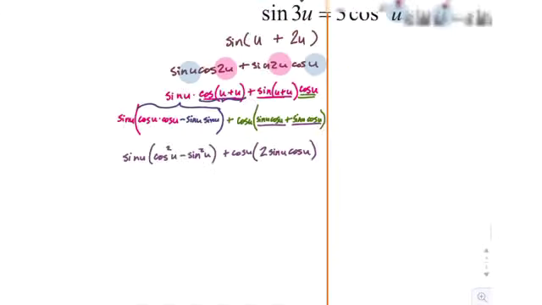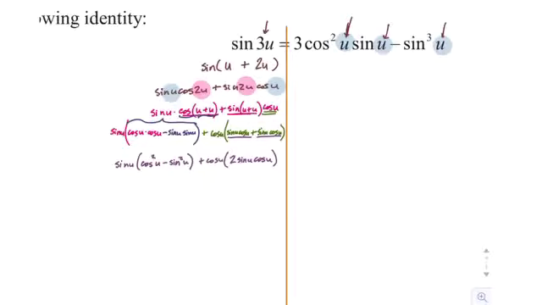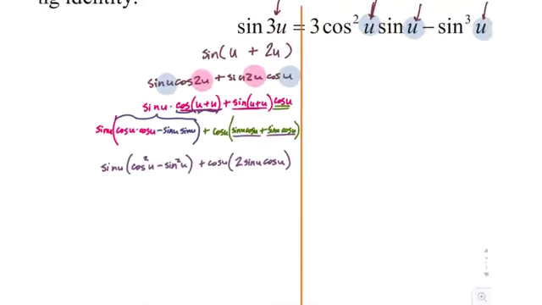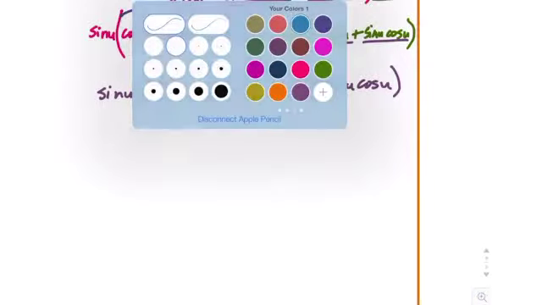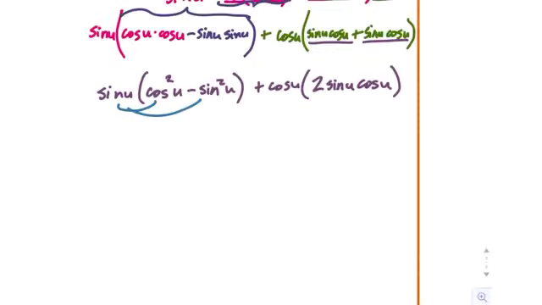All right, now let's look at the right side again. Notice the left side is partially factored, especially in the first term, and the right side is completely expanded. So that's probably what we should do next, is we should distribute. So sine u times cosine squared, that's just sine u times cosine squared of u. Minus, what's sine u times sine squared of u? Sine cubed of u. So that's distributing that.